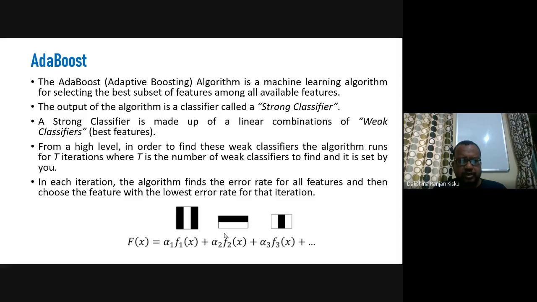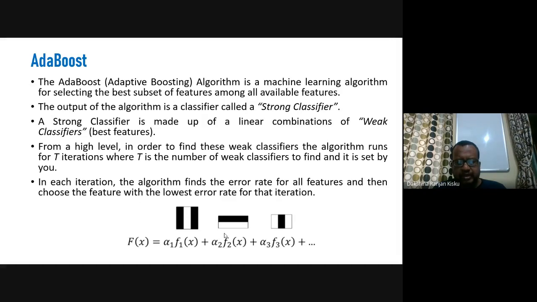The output of the algorithm is a classifier called the strong classifier. From a high level, in order to find these weak classifiers, the algorithm runs for T iterations. Here capital T is the number of weak classifiers to be combined to get the strong classifier. In each iteration, the algorithm finds the error rate for all features and then chooses the feature with the lowest error rate for that iteration.